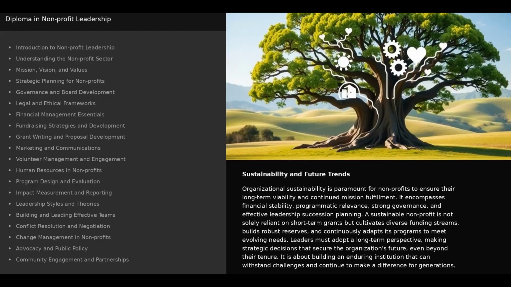Sustainability and future trends. Organizational sustainability is paramount for nonprofits to ensure their long-term viability and continued mission fulfillment. It encompasses financial stability, programmatic relevance, strong governance, and effective leadership succession planning. A sustainable nonprofit is not solely reliant on short-term grants, but cultivates diverse funding streams, builds robust reserves, and continuously adapts its programs to meet evolving needs.